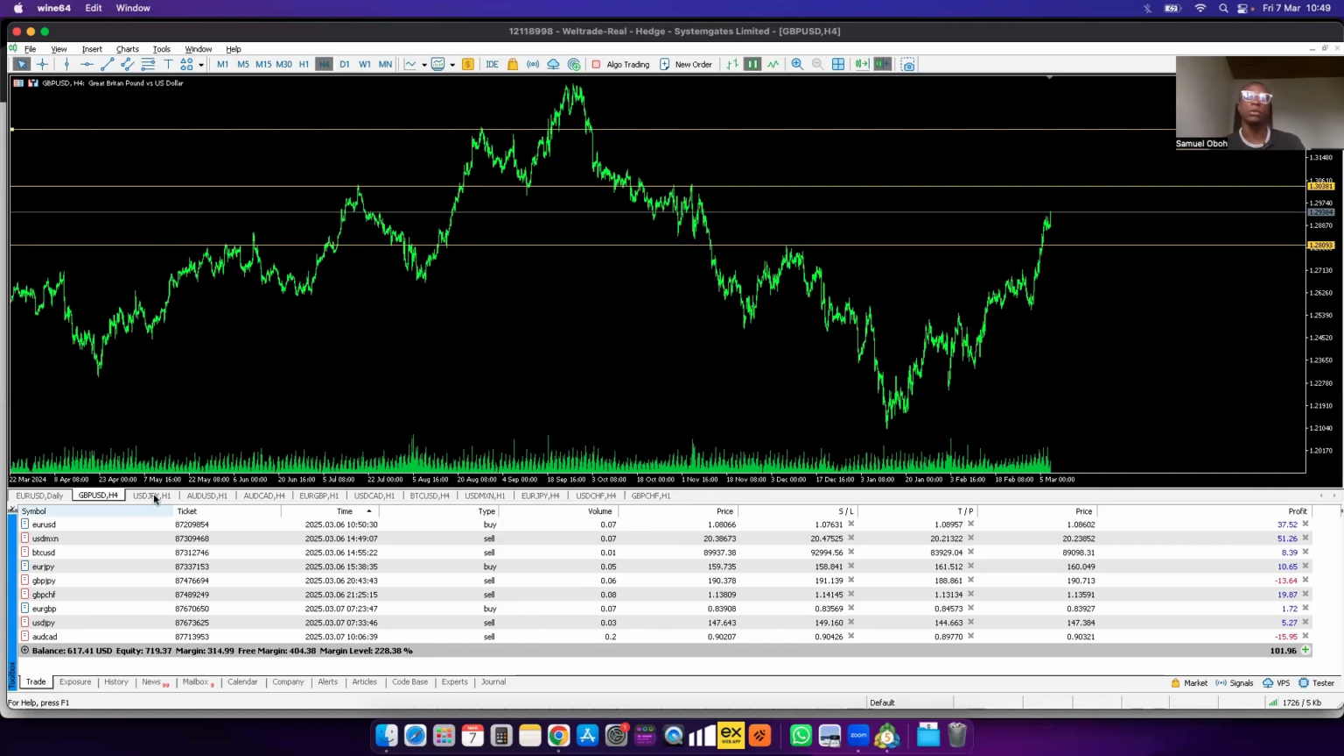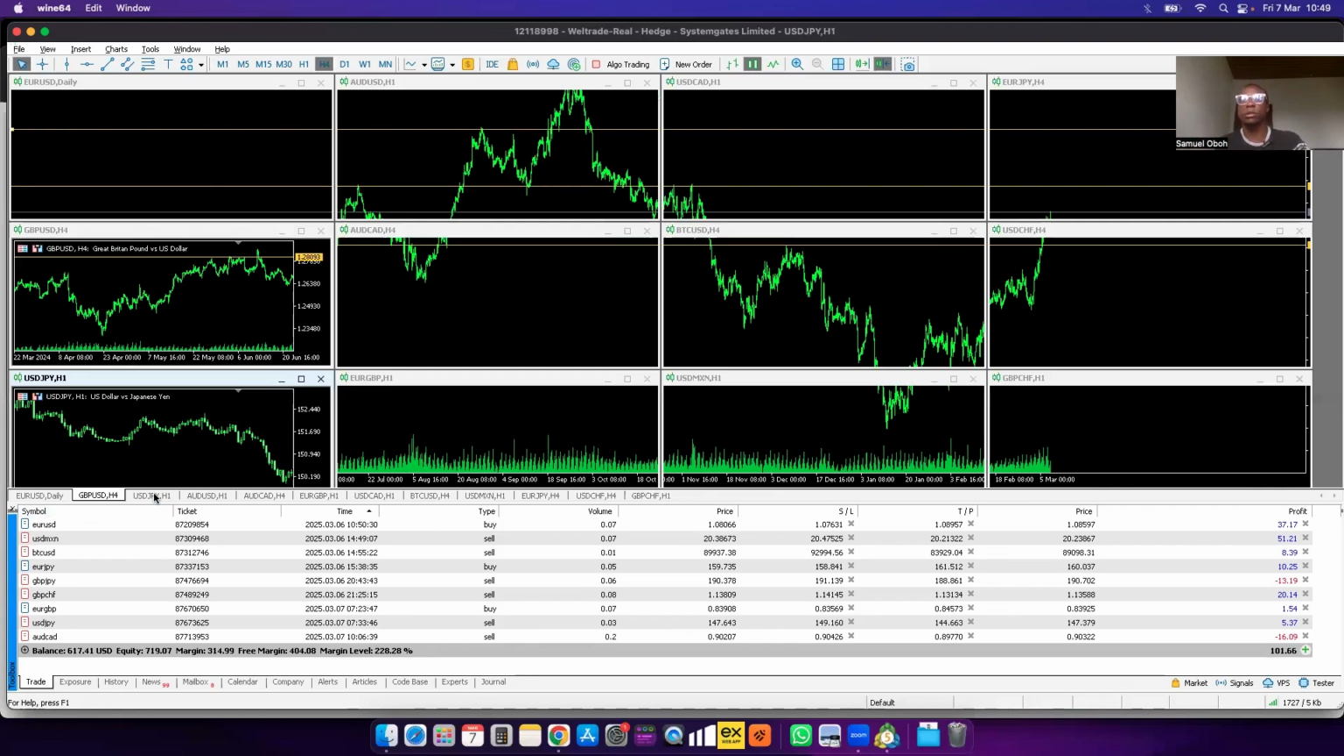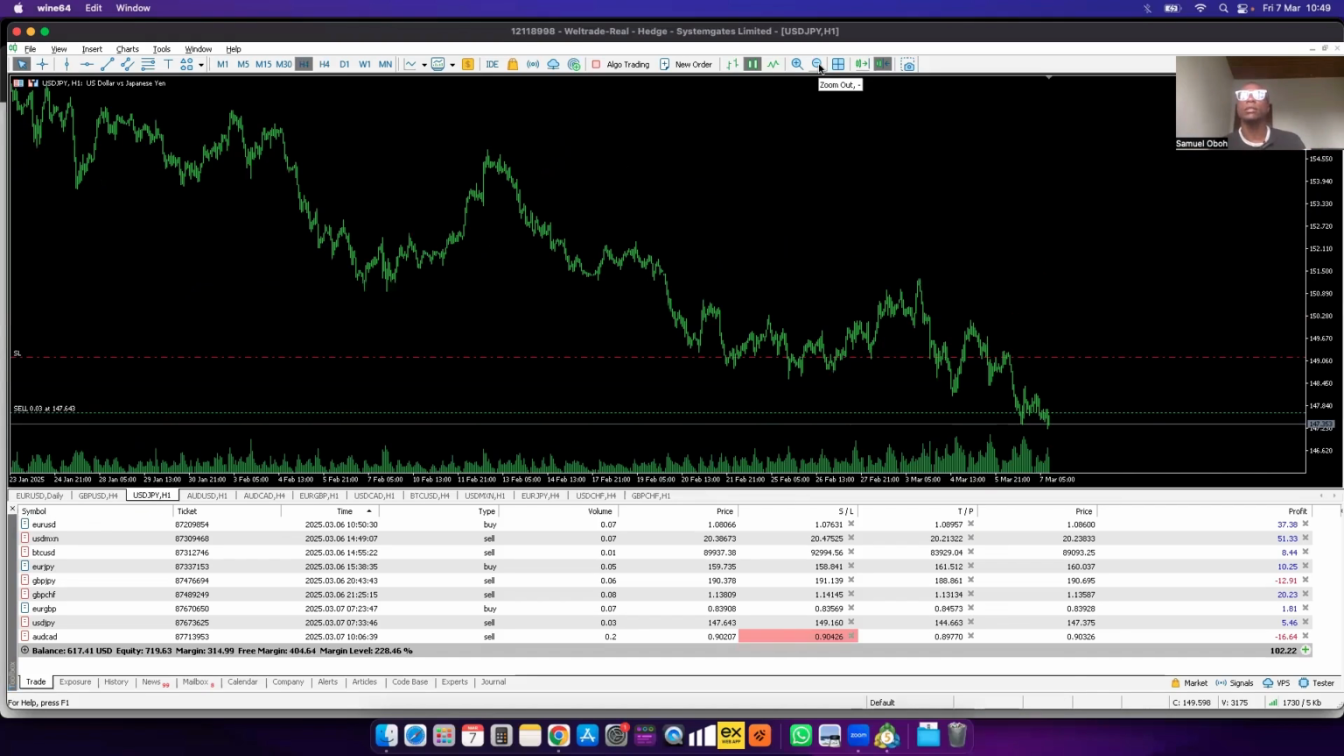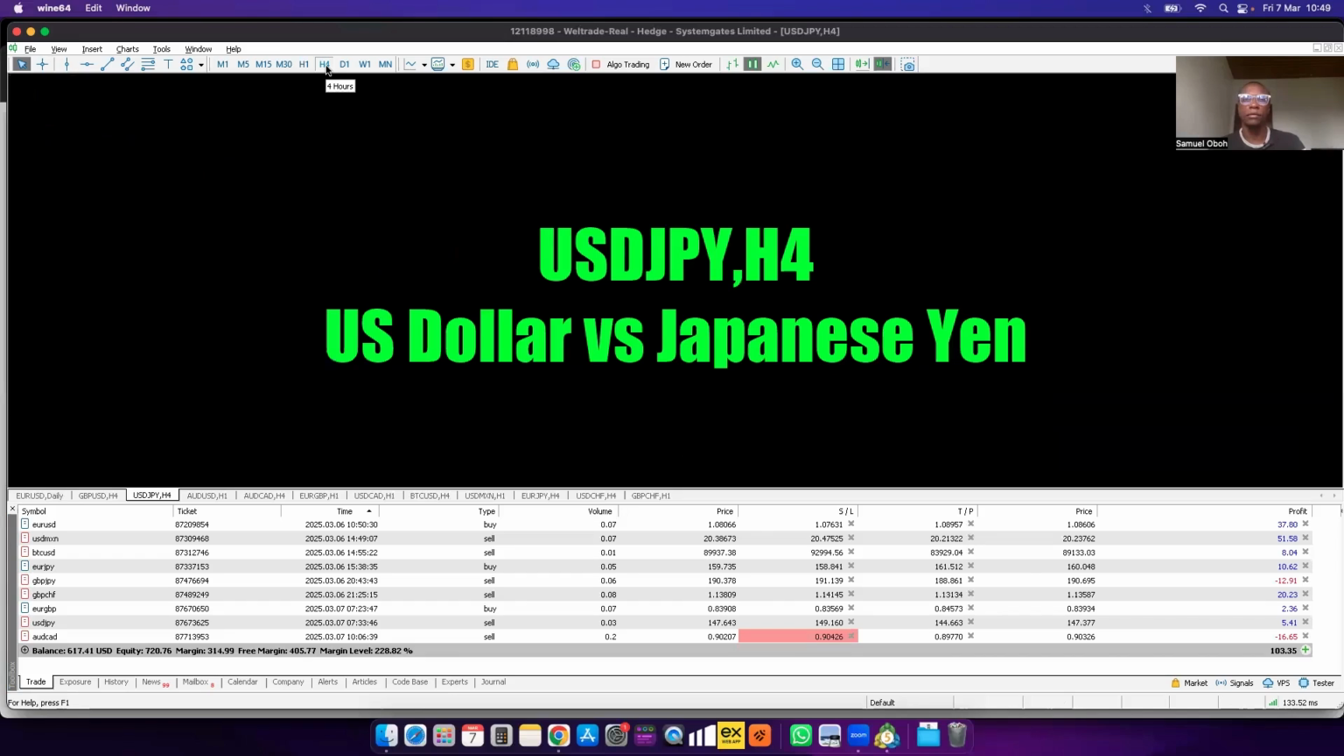So let me just go ahead showing you the open trades. I have a sell trade here for USD Japanese yen. Based on my analysis, it is trending downward. That was why I entered the sell here. So if I zoom out, I go to the 4-hour time frame to look at it.